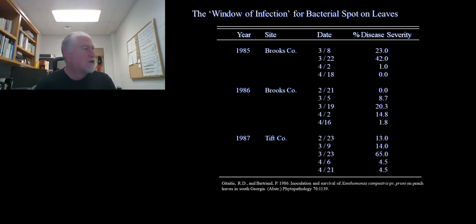And basically, it shows that early on, right after the bloom and you're in that petal fall and shuck split time frame, if you put out bacteria then, you're going to get a lot more disease. You can see this in the timing on these applications and when the disease develops. When you get out into April, it starts to go down. You put out the same applications and you don't see nearly as much. So again, the take home message is that early season is going to be very important to what you set up for an epidemic of bacterial spot.